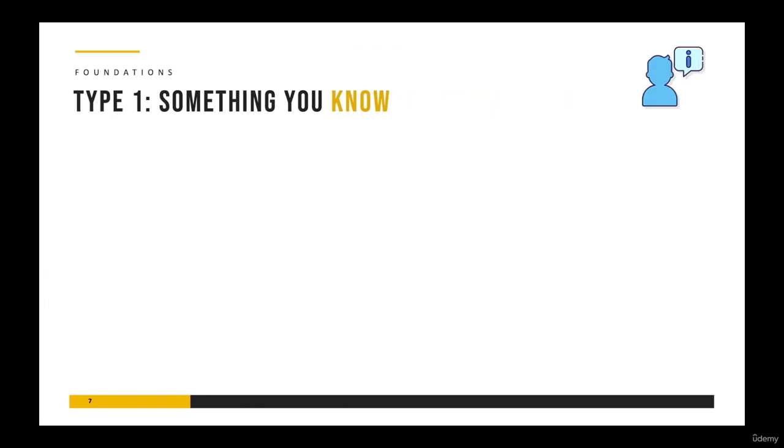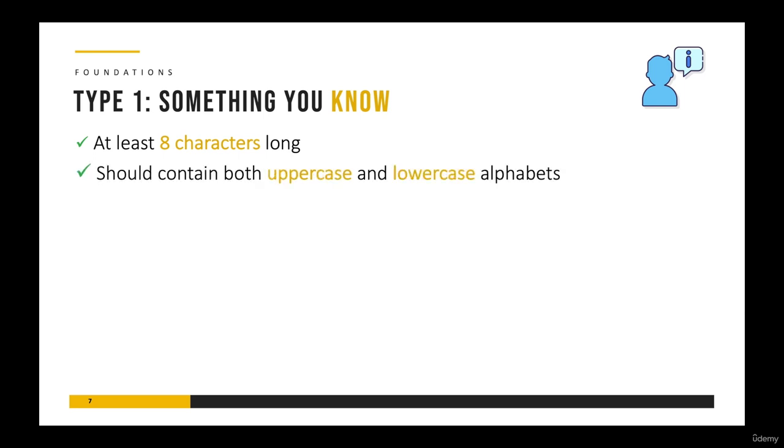Let's start with the type 1 authentication factor, which is something you know. And a typical example of this is the password. Now there are some safety tips which must be observed if you're using this type of an authentication factor. So let's have some tips on password, for example. So your password should at least be 8 characters long. If it's very short, it would be easily broken. It should always contain both uppercase and lowercase alphabets. It should also contain at least one numeric character.